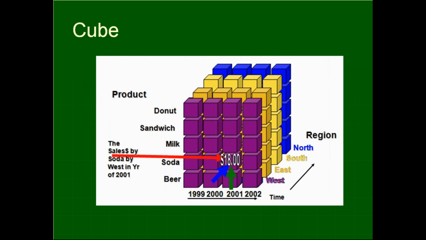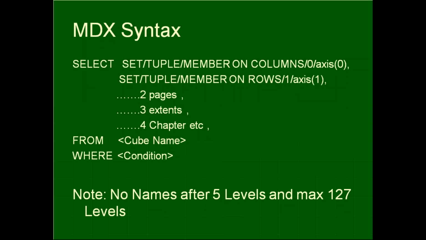So it is not two-dimensional. The way you write the queries is quite different, but it is very easy to understand. So how to write the MDX queries? The simple MDX query looks like this. You have to have select set or tuple or member on columns, or axis 0, and you have a set or tuple on rows. Then you have the cube name, you have to mention from the cube name, and a where condition. Where means slicing. Dicing means grouping and aggregation.